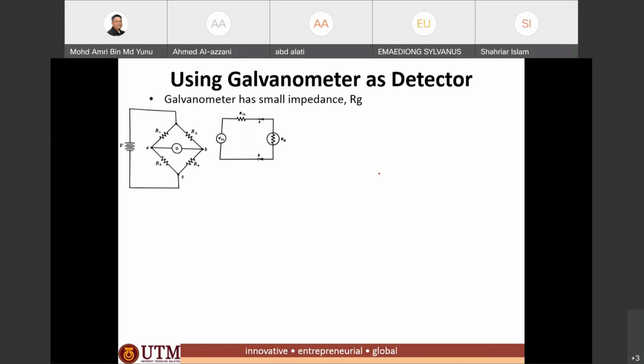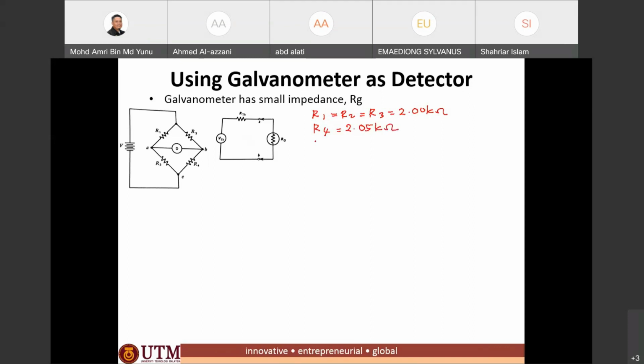Okay, let's say in this example, this bridge circuit has R1 equivalent to R2 equivalent to R3 equivalent to 2.0 kilo ohm. R1, R2, R3 are fixed resistors of 2 kilo ohm. And in this case, R4 has changed to 2.05 kilo ohm. Okay.